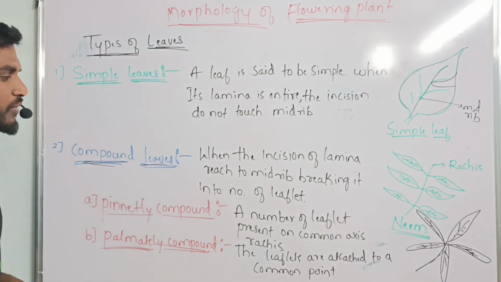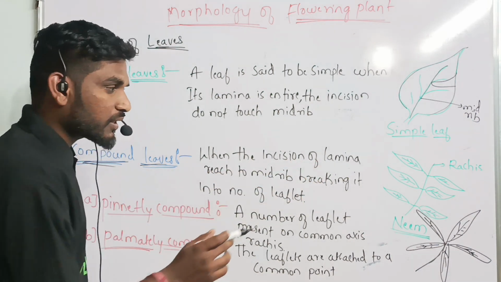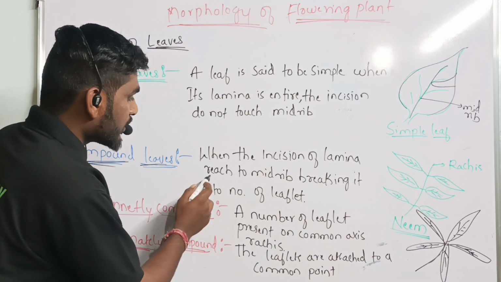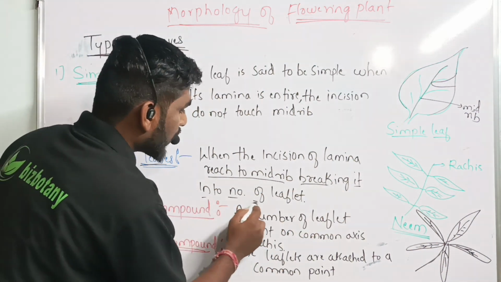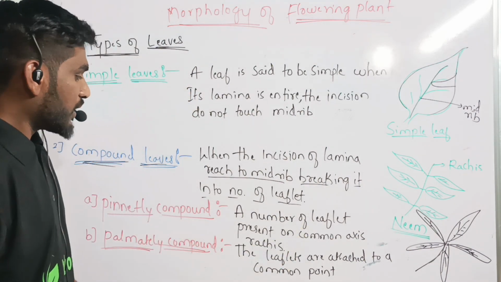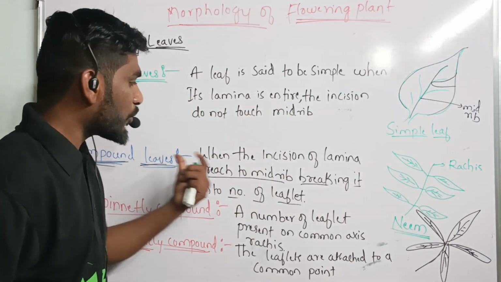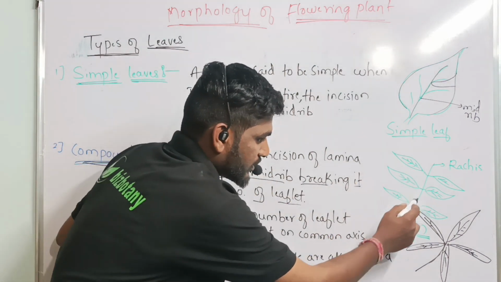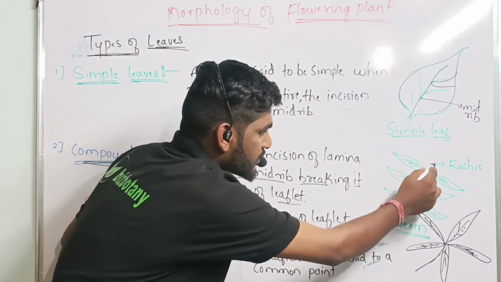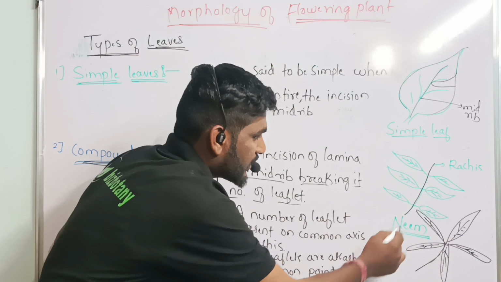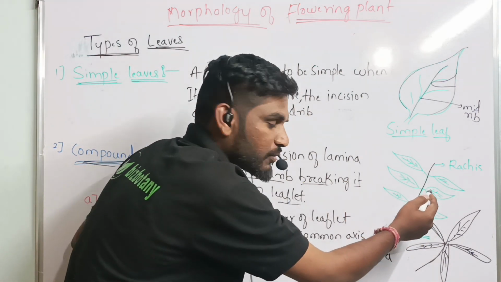In compound leaves, what is happening here? When the incisions of the lamina, incisions being cuttings of the lamina, reach the midrib, breaking it into a number of leaflets. Here, in case of compound leaves, we have one example of a compound leaf, that is neem. Here you can see this is the midrib, and the leaf is cut into small pieces.